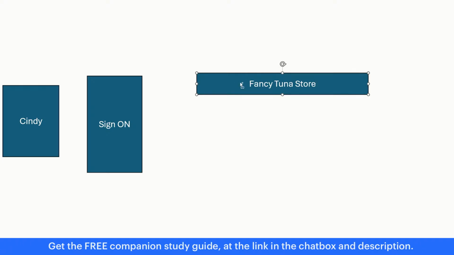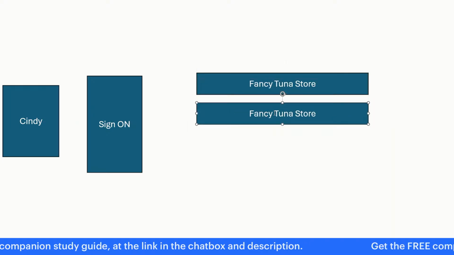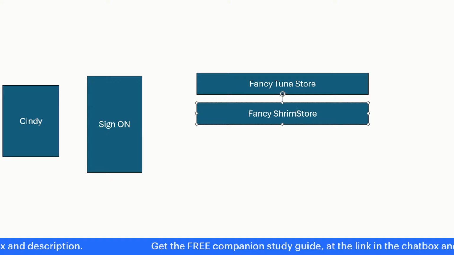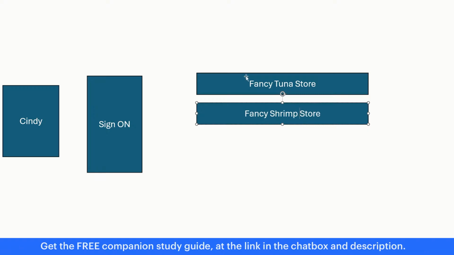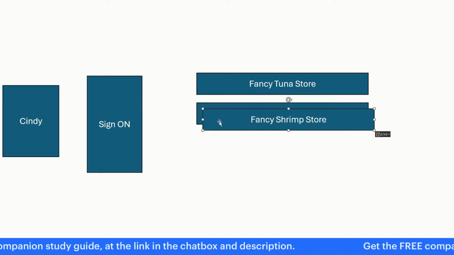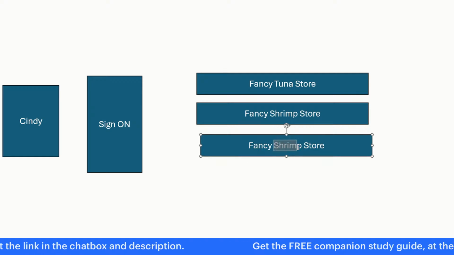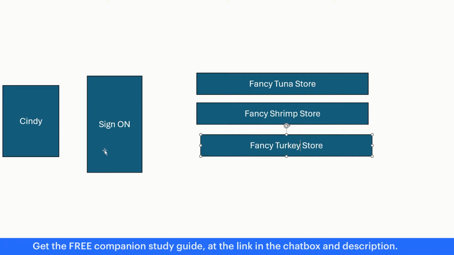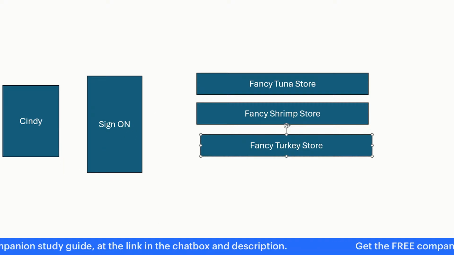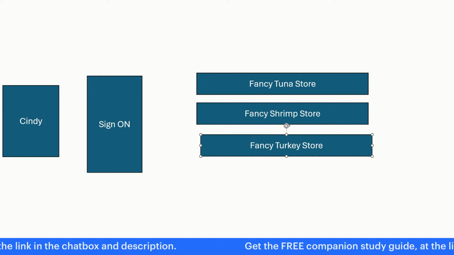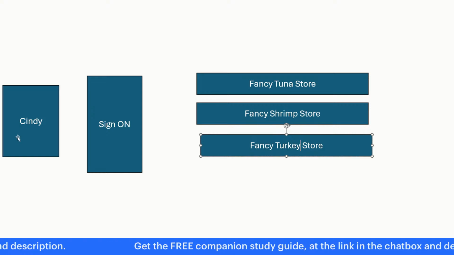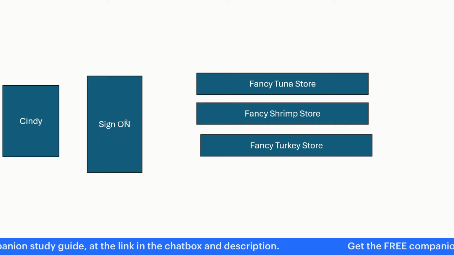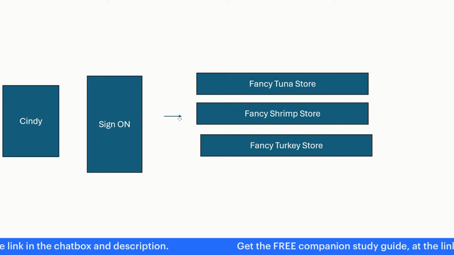Now my cat also likes shrimp, so she goes to the fancy shrimp store. And while she's at it, she really likes turkey. Now, it's only Boar's Head brand turkey, but she decides to go to the fancy turkey store. And the key to remember with this is she's only logging in once in order to get to these systems. She signs on, and then she doesn't have to sign on to any of these systems.